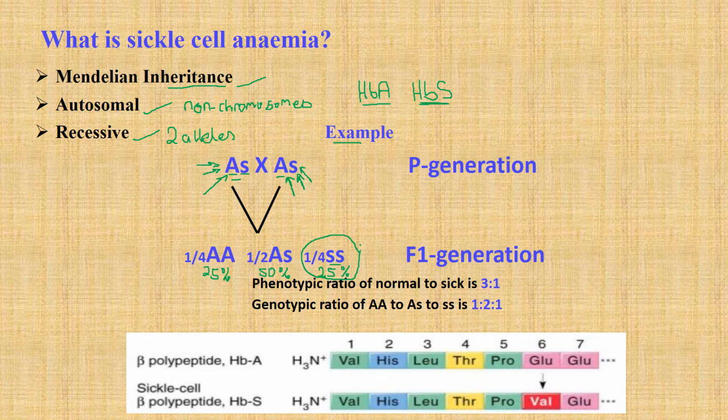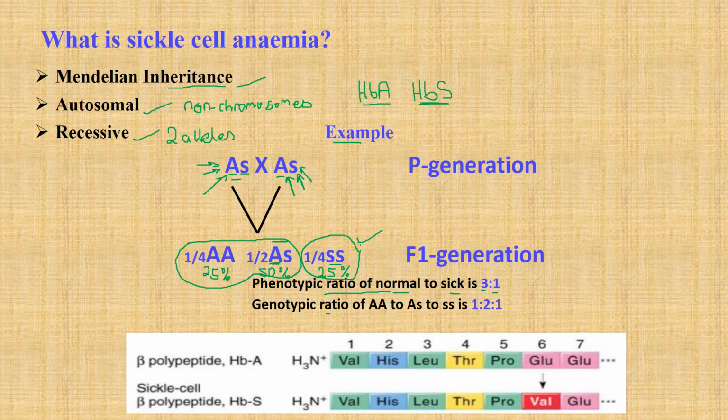Remember, we said an individual requires 2 copies of the mutated allele in order to express the disease phenotypically, while this individual will not express the disease because of the dominant normal hemoglobin allele that is found here. So the phenotypic ratio of normal to sick is 3:1. We see these three individuals, these 75% of individuals are normal, while just this one is sick.